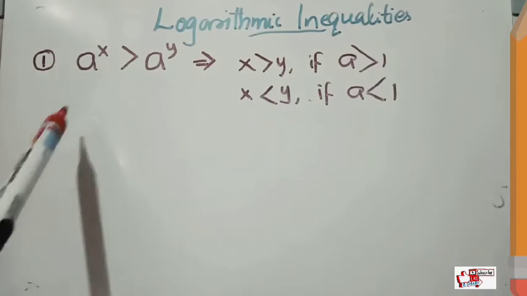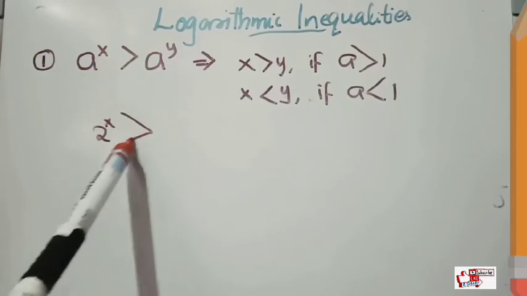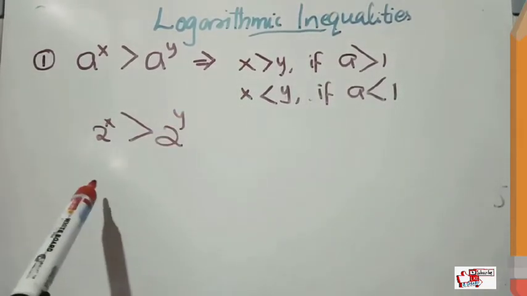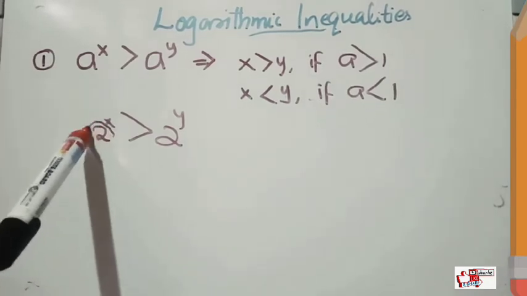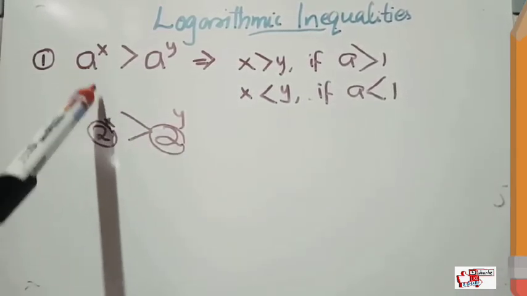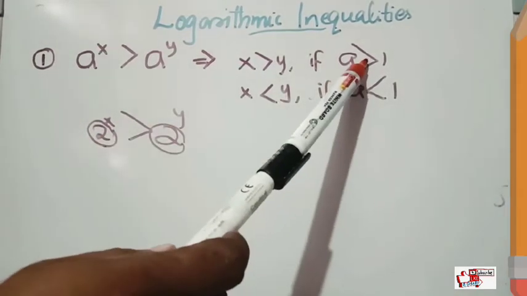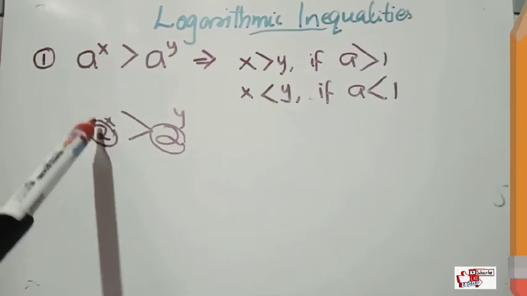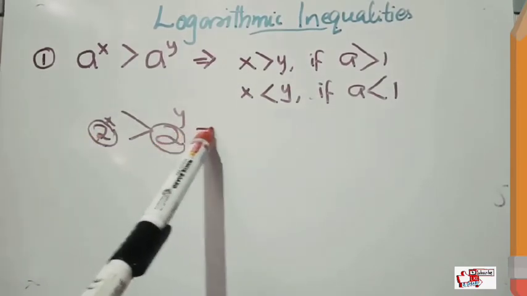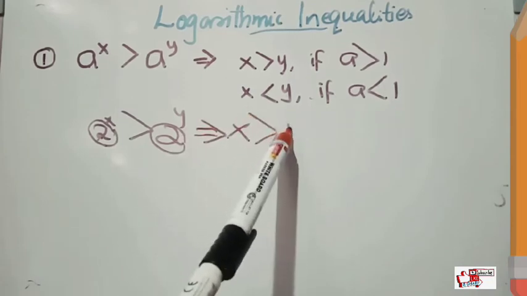For example, if you have a question 2 raised to x greater than 2 raised to y. When you consider this question, here the base is 2, which is instead of a, and it is greater than 1. So we can say its answer as x greater than y.